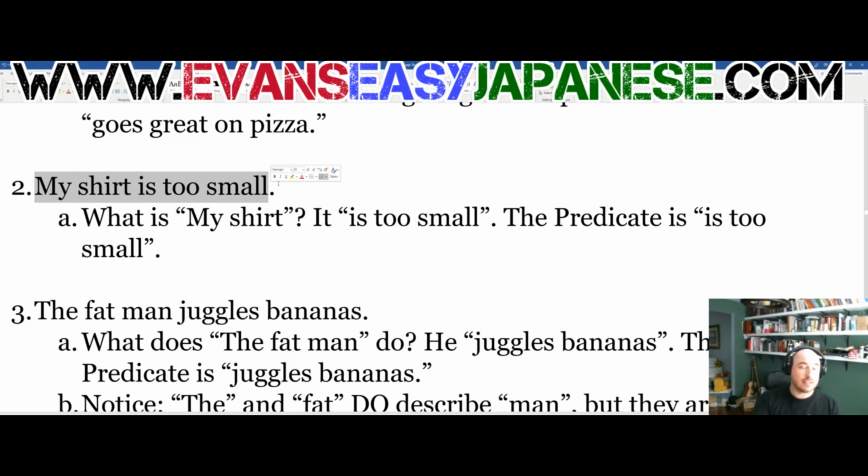And then what is the shirt being described as? Is too small. Both of those questions give us the predicate. What is my shirt? It is too small. The predicate is too small. Again, the predicate verb is, and the entire predicate is too small.